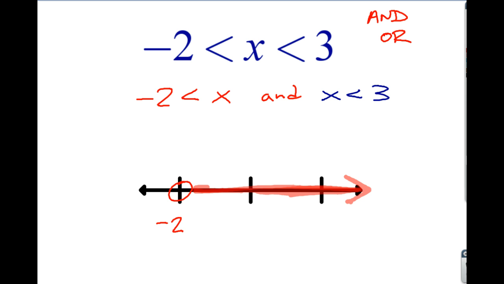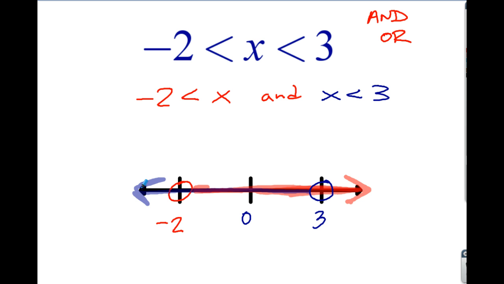Now, in purple, or blue, or whatever this color is, I can't really see it on my board, x is less than 3. Let's put 3 here, and we can try to have 0 in the middle. A lot of times I like to put 0 in there just so that I make sure that negative 2 is here and 3 is here, to give it some perspective. So x is less than 3. It's an open circle, and I'm going to shade to the left. What I'm looking for here is the numbers where these things overlap.